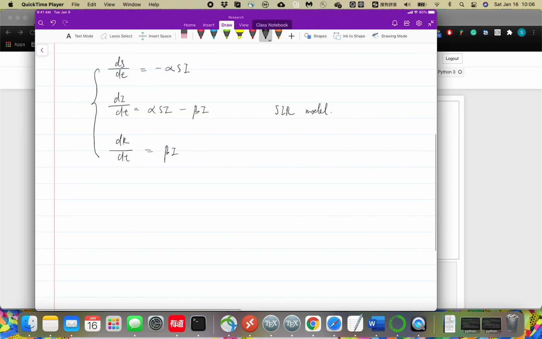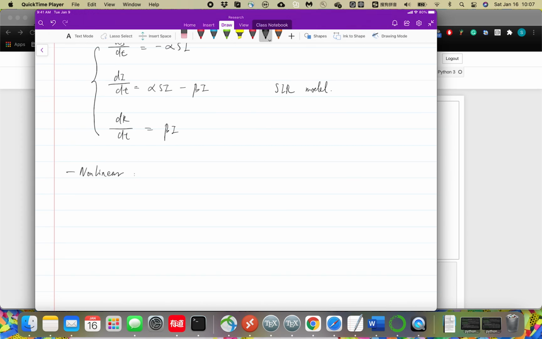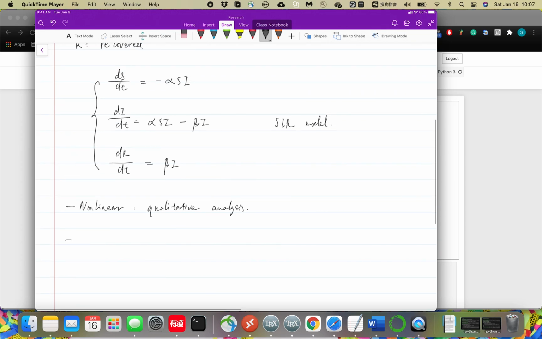Okay. Now, how do we solve it? Number 1, it's nonlinear, because we have a lot of multiplications together. So it's going to be difficult for us to solve it, but at least we can try to do qualitative analysis, which means equilibriums, phase portrait, and things like that. Second, technically we have 3 differential equations here, and everything we have done so far is on 2 variables, which means we have 1 more extra dimension.